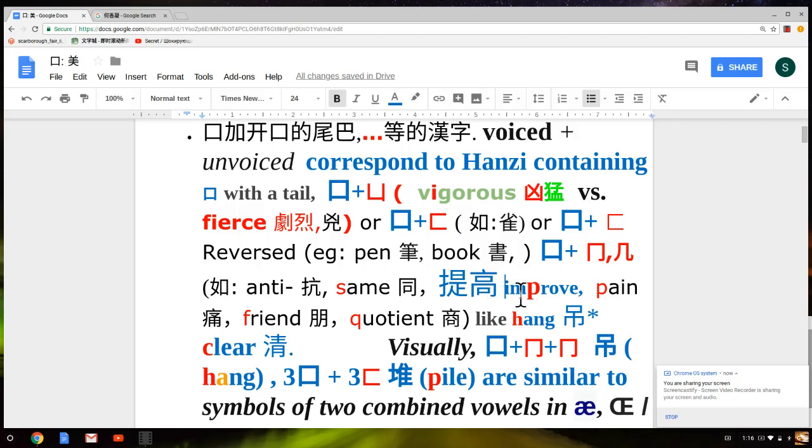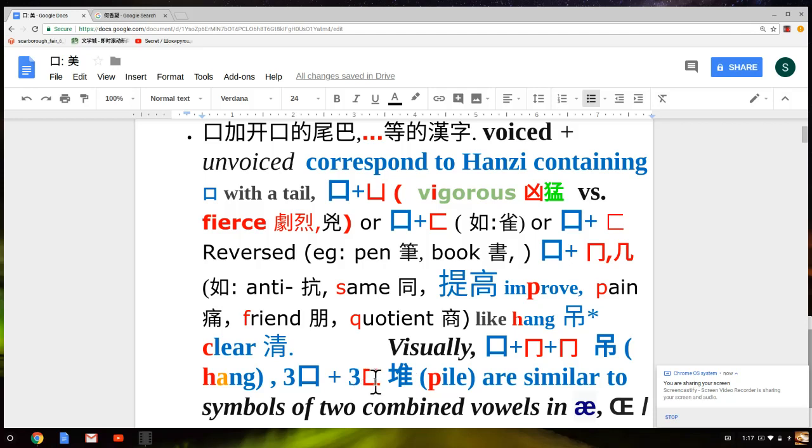Tigao, you can see P is corresponding to the P-like shape in Gao, high. Pain also, you see a P-like shape. Friend, F corresponding to the P-like shape. Quotient, Co, to this P-like shape in this. The N corresponding to the square inside. Han is a better example. Visually, one square plus two P, P is Han, Diao. Also three squares here, one, two, three.